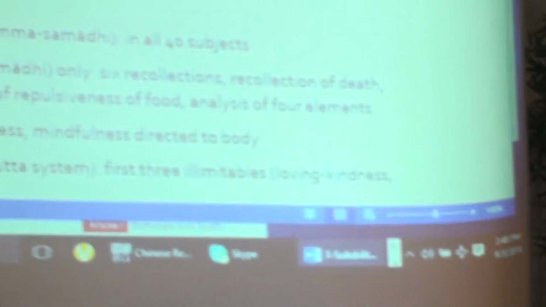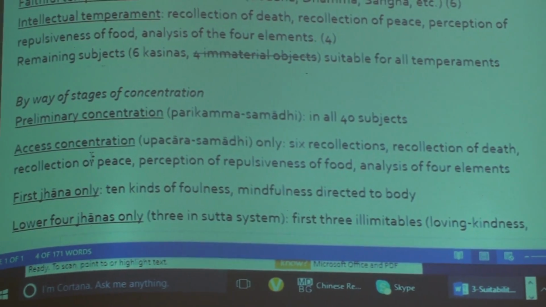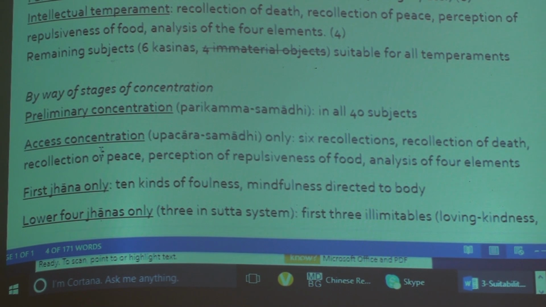And first one has to distinguish that there are three stages of concentration. The first is called preliminary concentration. In Pali, this is parikamma samadhi. The second stage, when the concentration is becoming deeper and stronger, is called access concentration, also rendered neighborhood concentration, because the mind is coming closer to the full absorption of the jhanas. And then the third stage is called full absorption, and that is the stage beginning with the first jhana.